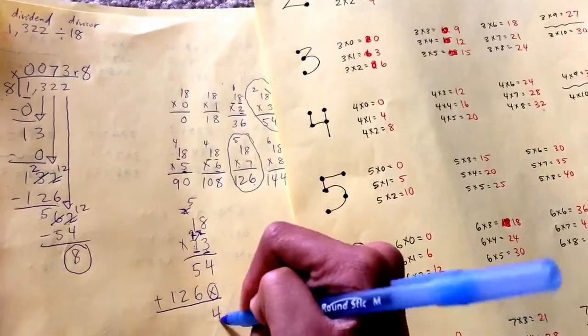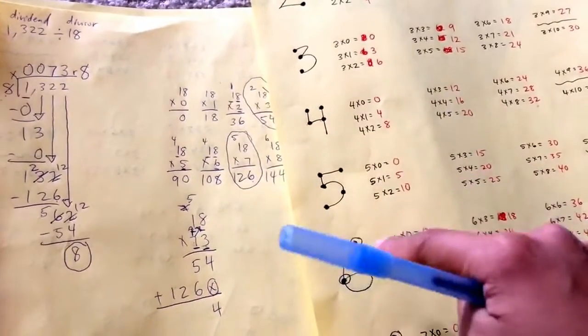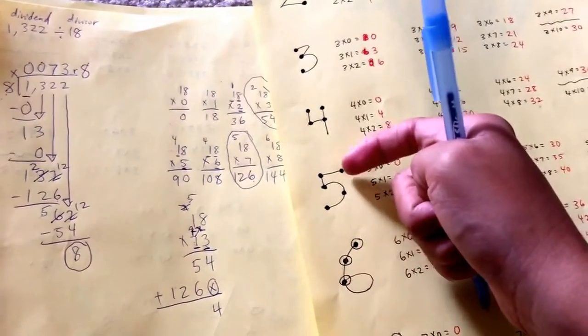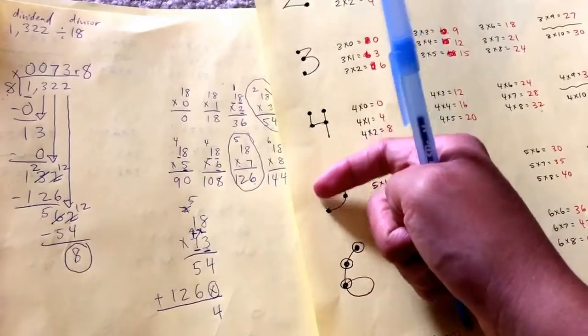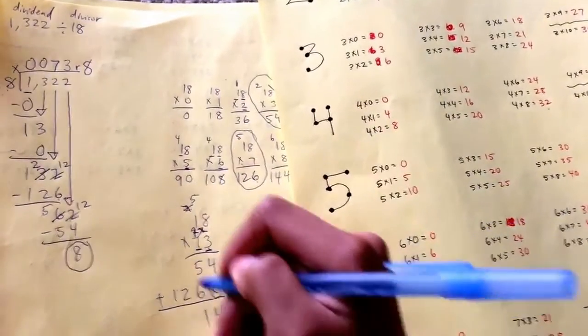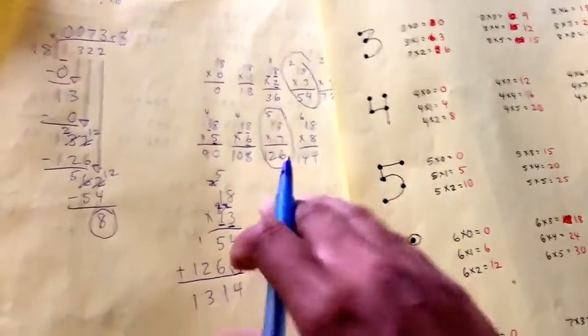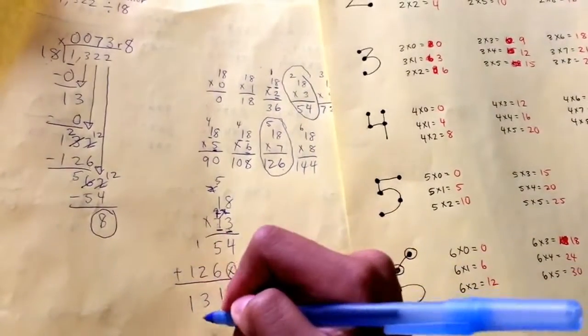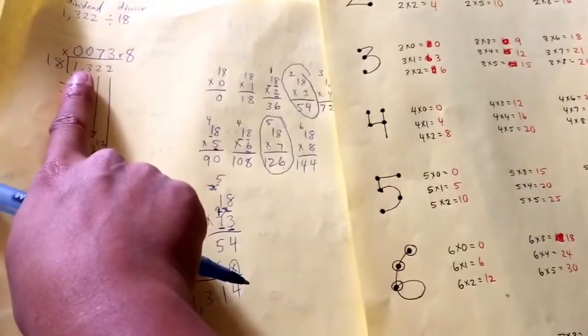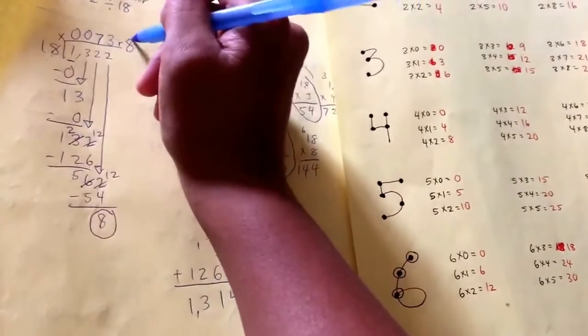4 plus 0 is 4. 6 plus 5. If you don't know, you could do 6 plus 5. The number after 6 is 7, 8, 9, 10, 11. 2 plus 1 is 3, and 1. So far we have 1,314, which does not quite equal 1,322, but we haven't added our remainder yet.